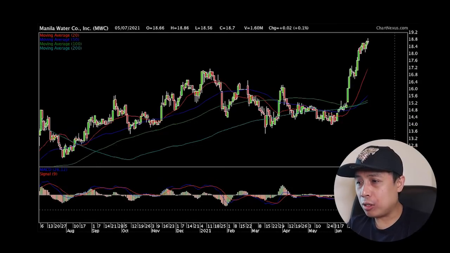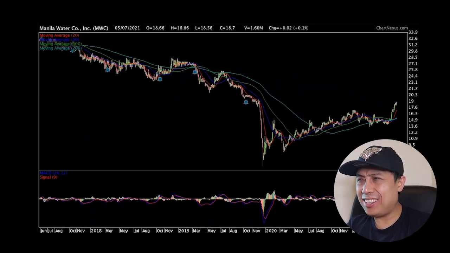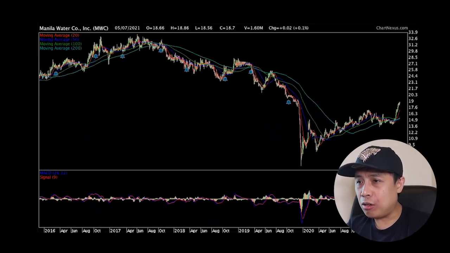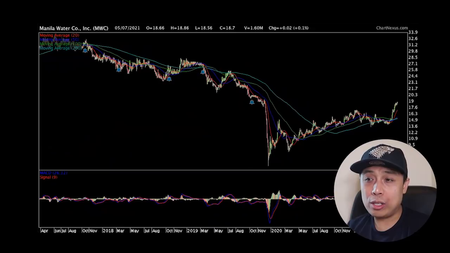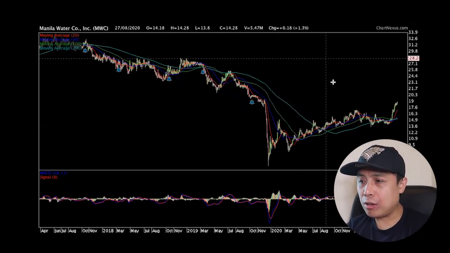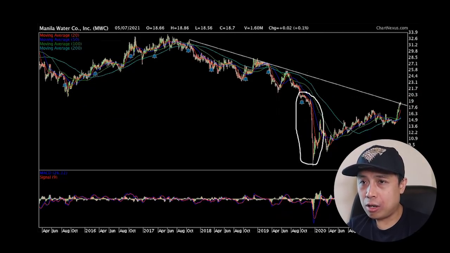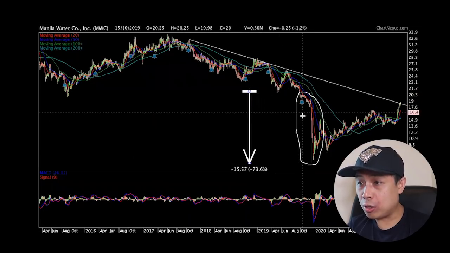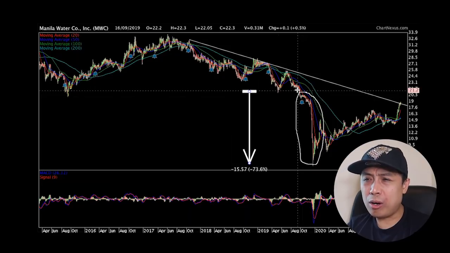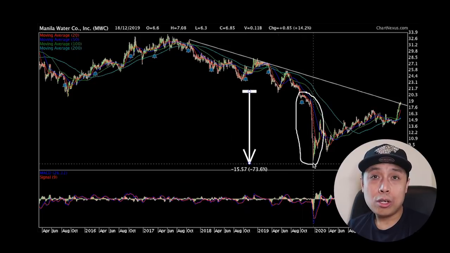What's so interesting about Manila Water is that it got battered sometime at the end of December 2019 because it had some issues they had to sort out with the government. But that being said, if you look at it right here, this was a drop right here. This was a very, very strong, large, and massive drop. This was over 73+% in a very short time frame. So this was from September 2019 all the way here to December 2019. So in 3 months, you saw the price of Manila Water drop around 73.6%.